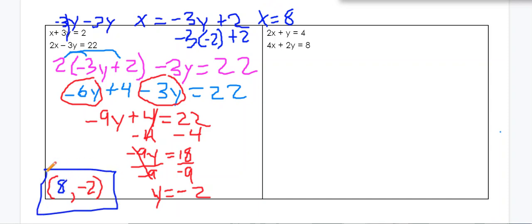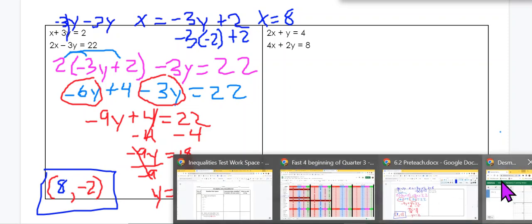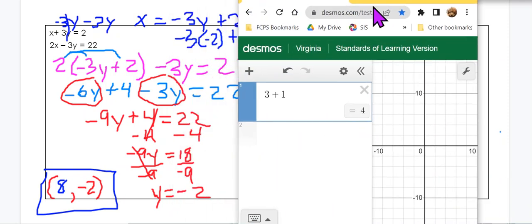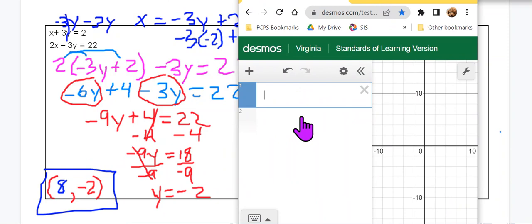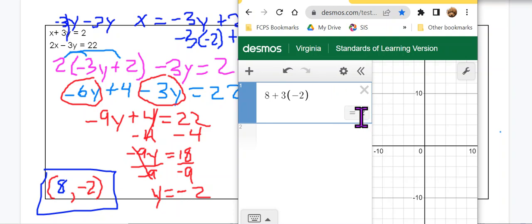And remember, I could always check my work on Desmos, or by plugging it in by hand and doing the work, right? So my first equation was x plus 3y equals 2. So let's see, my x value was 8 plus 3 times my y value, which was negative 2, and that gives me 2, and that's what they wanted it to equal. So we're good on that one.